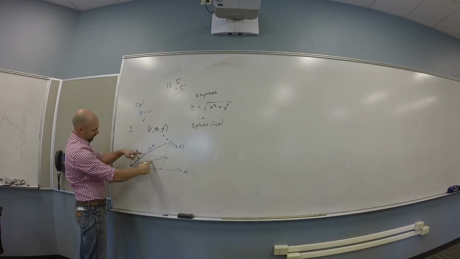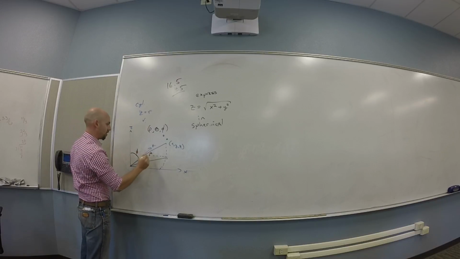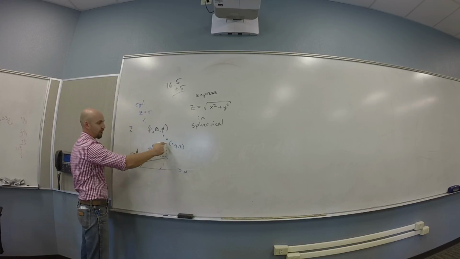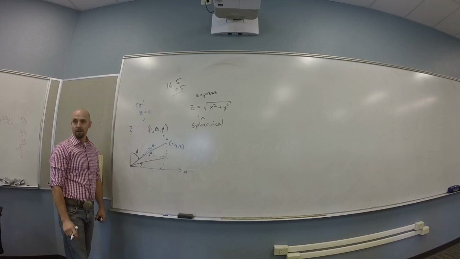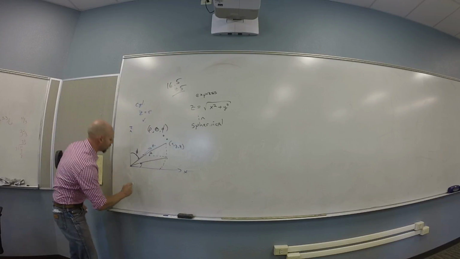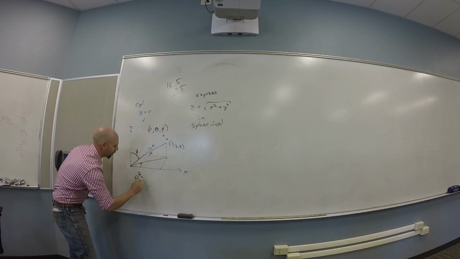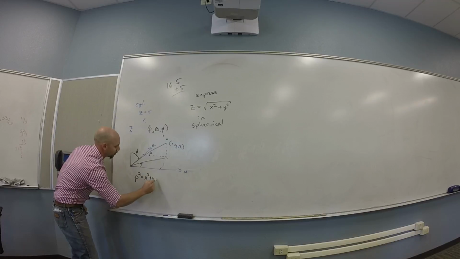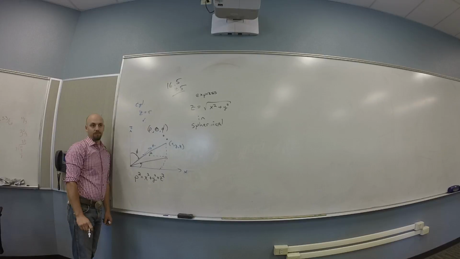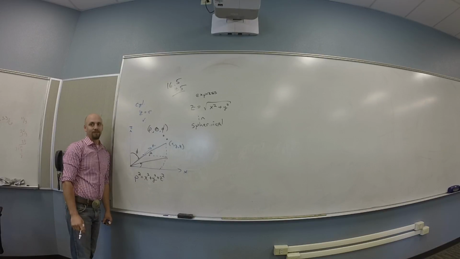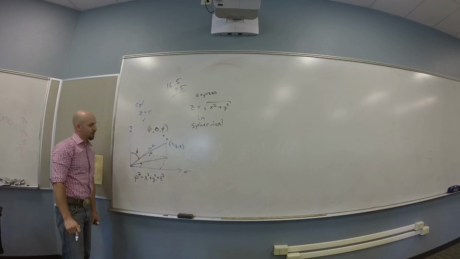And which one of these two is rho? Yeah, the long one is rho, right? The one that actually goes from the origin up to the point. You guys all with that? So one thing I could immediately observe is rho squared is x squared plus y squared plus z squared, right? Okay, cool. That's a conversion. All right. How can I get the others?